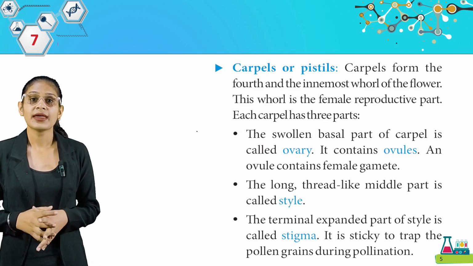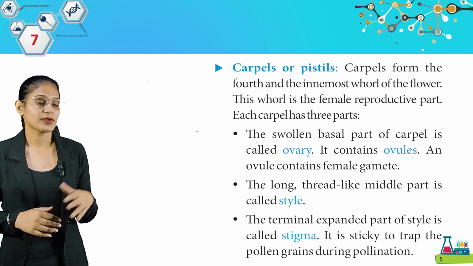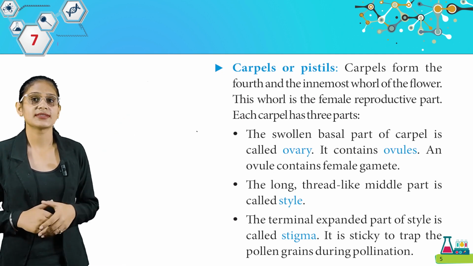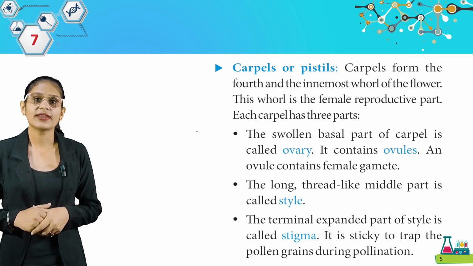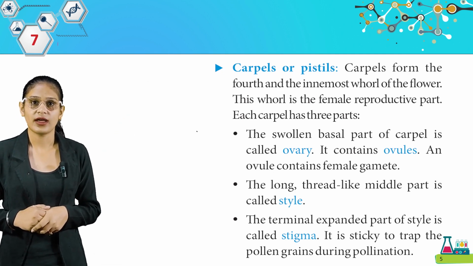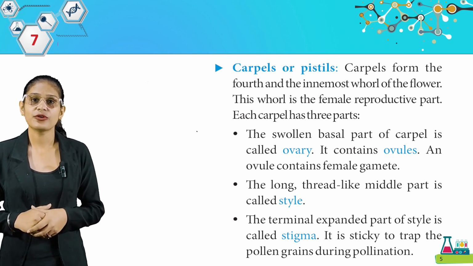Now we have carpels or pistils. Look here, carpels or pistils. Carpels form the fourth and the innermost whorl of the flower. This is the female reproductive part.